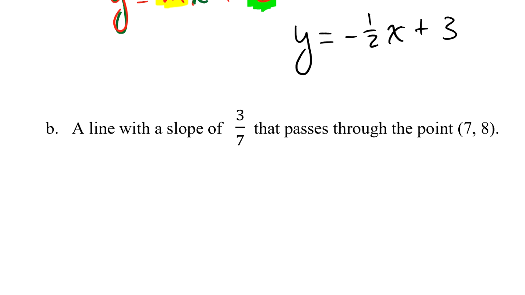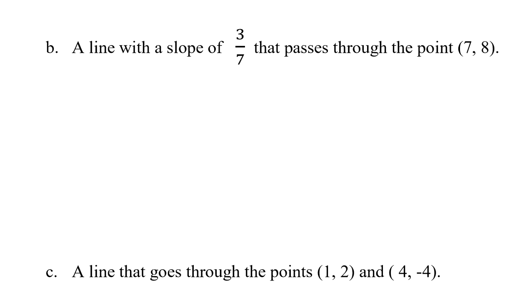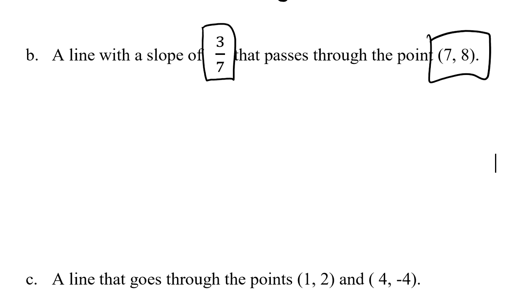All right, the next one says what's the equation of a line with a slope of 3/7 that passes through this point. In this particular problem, we don't have both of our parameters. If I write down again y equals mx plus b, I can see that we were provided with the slope, 3/7, but we weren't given our y-intercept b. We don't know that particular parameter.